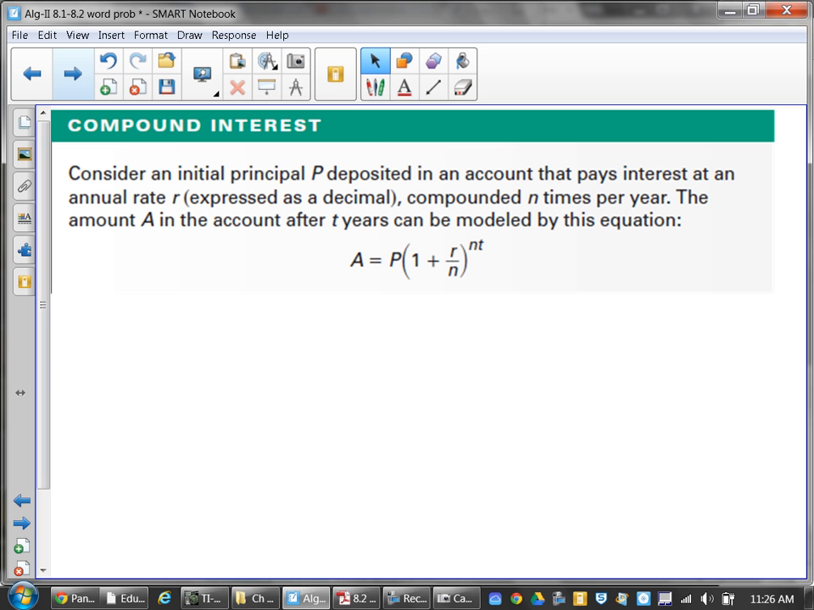Compounding interest. This is the money stuff. This is when you're going to your bank accounts.